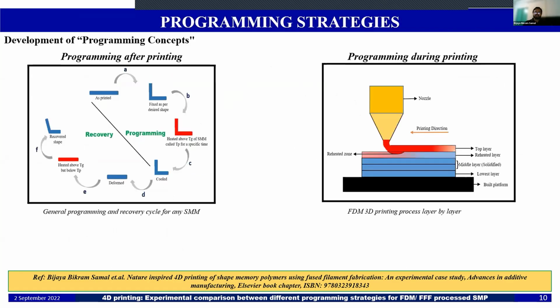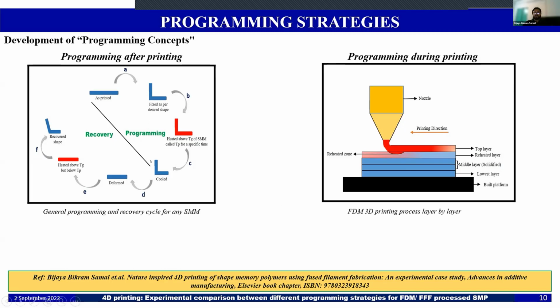So these are the programming strategies in the FDM 3D printing process. The first one is programming after printing. This process starts with the printed part, which we put in a fixture. In that position, we have to heat it above the glass transition temperature of the shape memory material, and then quench or cool it. This programming cycle is completed, and after that we can go for recovery. We give it some temporary shape or deform it. Then we heat it above the glass transition temperature and below the programming temperature, and after that we get a recovery.